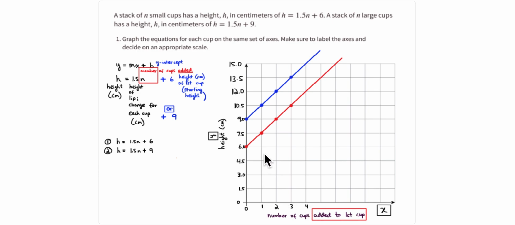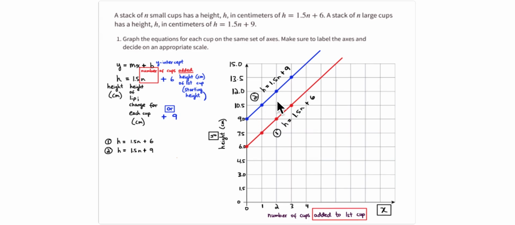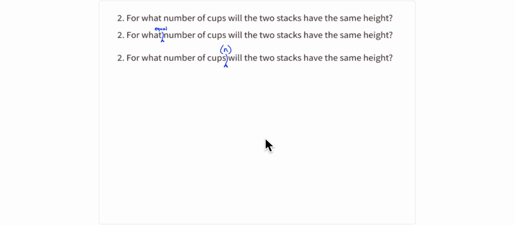So I add 1 cup, this increases 1.5 centimeters. Add 1 cup, this increases 1.5 centimeters. So that change is 1.5 centimeters increase. This 1.5 centimeters is the change in the y direction compared to 1 cup in the x direction. So this is 1.5 over that 1 cup in the change along the x-axis. So this change is 1.5 centimeters per cup. That's called the rate of change. It's also called the slope.